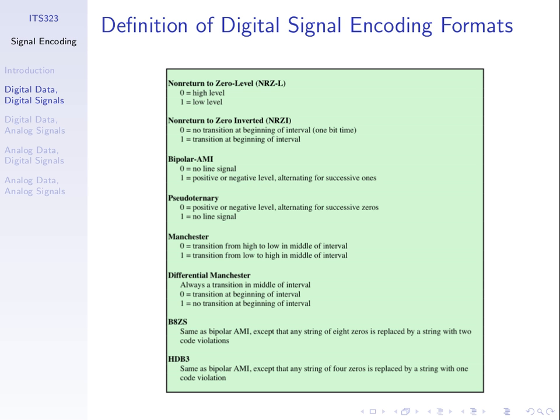Let's go through some different examples. So they're maybe the two simplest schemes. Bipolar AMI. When we want to transmit a bit 0, we transmit at 0 voltage. So no line signal. So we do not transmit at a positive or a negative voltage. When we want to transmit a bit 1, we transmit at a positive or a negative level, and we alternate between them as we get to new bit 1s.